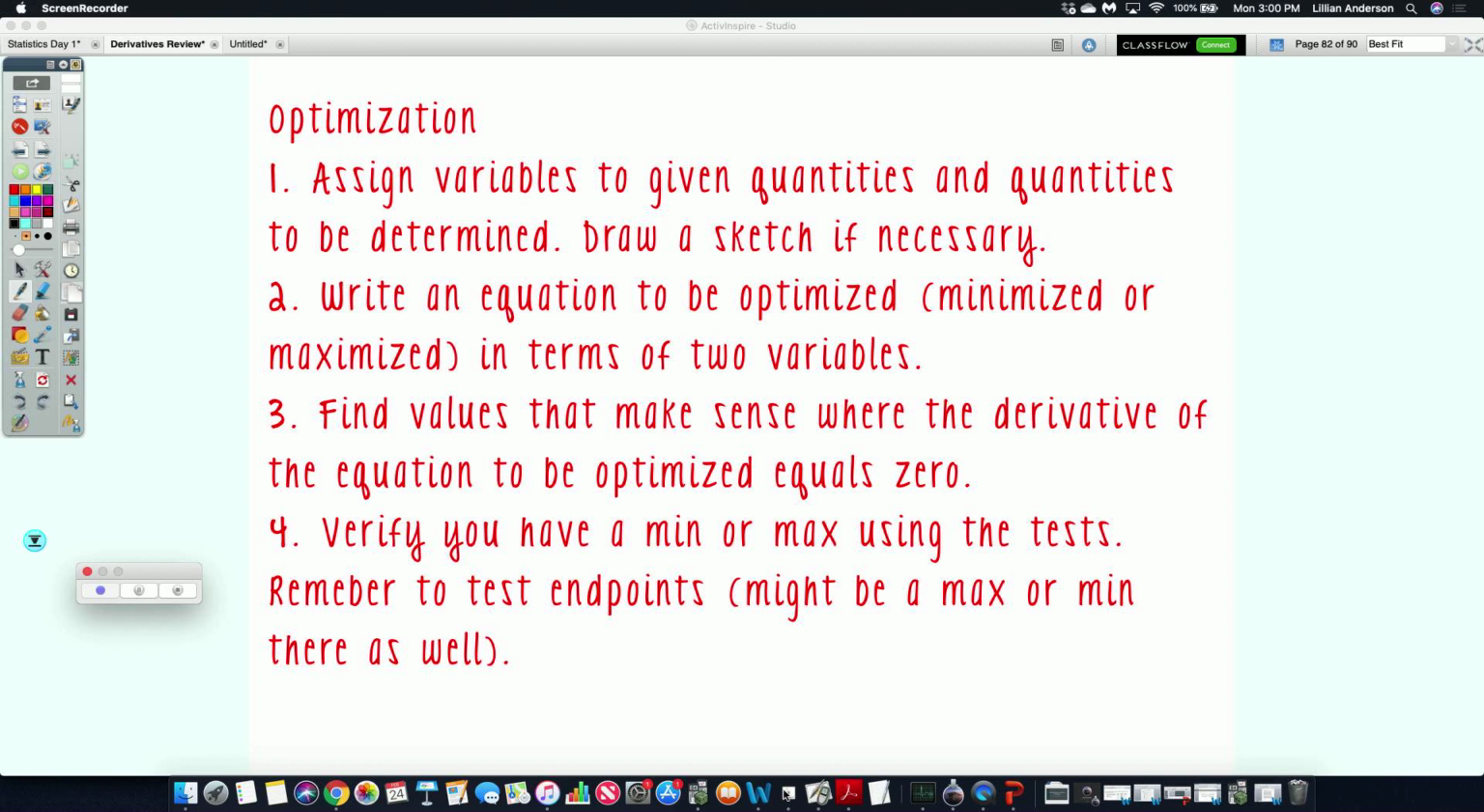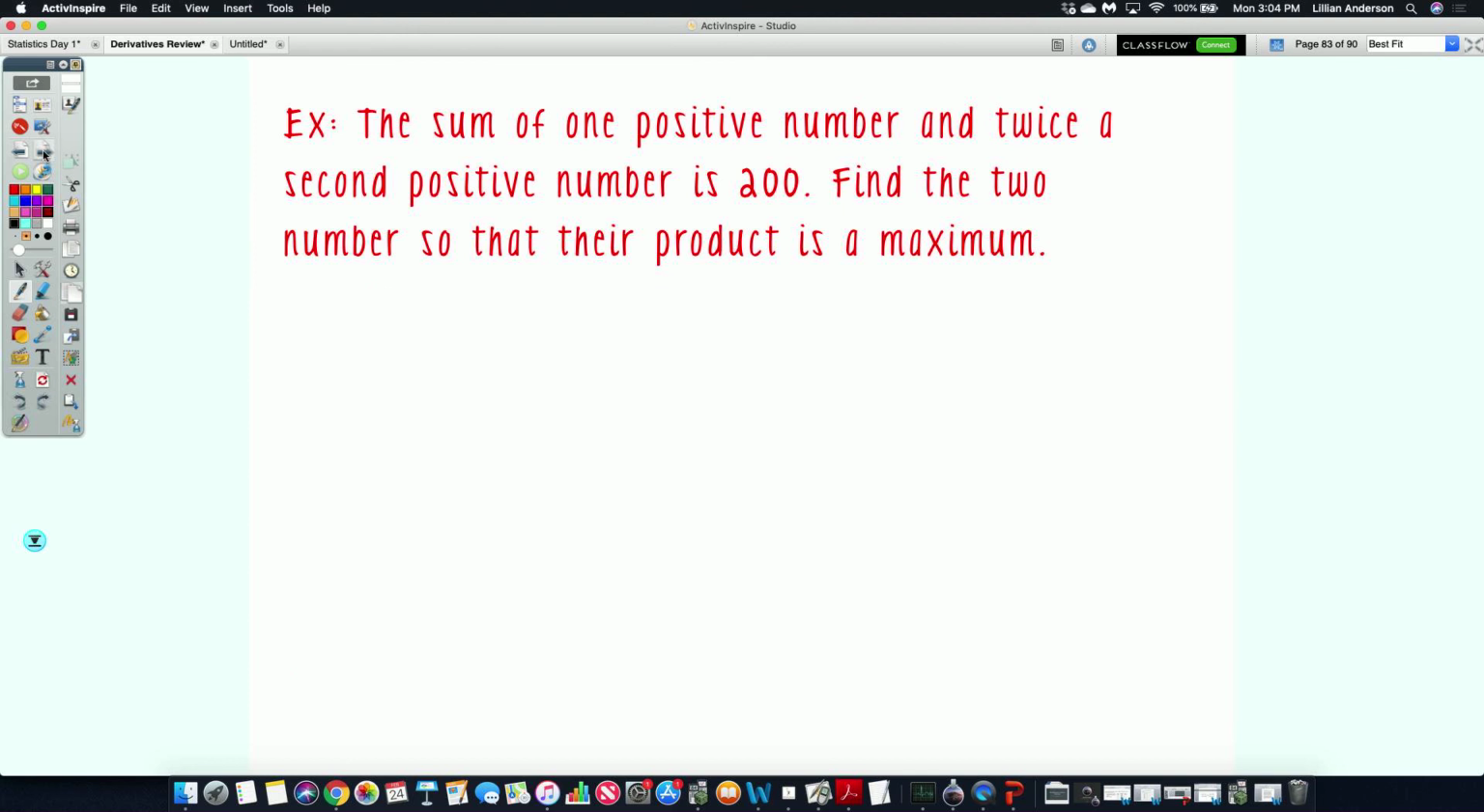Sometimes you have to check endpoints because who knows, there might be a max or a min there. So we'll probably be able to get through maybe an example or two, and then I'm going to post the rest. This one's pretty straightforward, pretty simple.